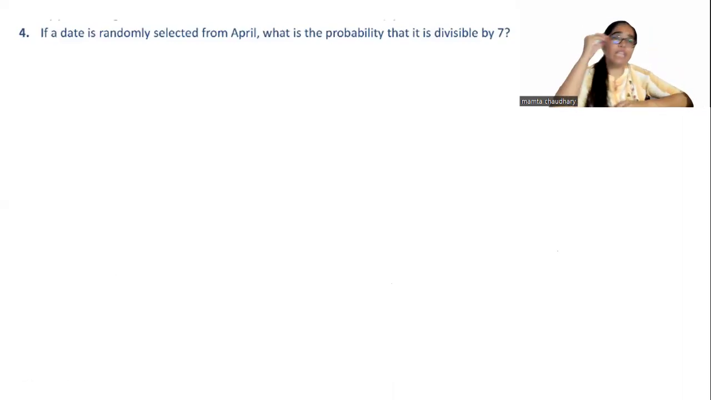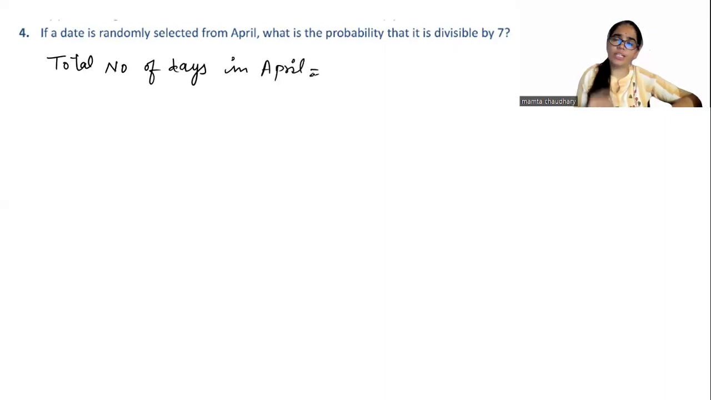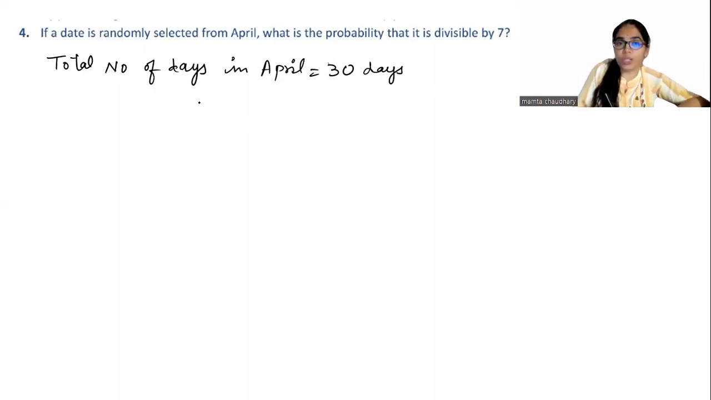Question 4 says, if a date is randomly selected from April, what is the probability that it is divisible by 7? So first, total number of days in April. How many days are there in April? I hope you all know these. January, February, March, April, 30 days. So total number of days is 30. It means total outcomes are basically 30.